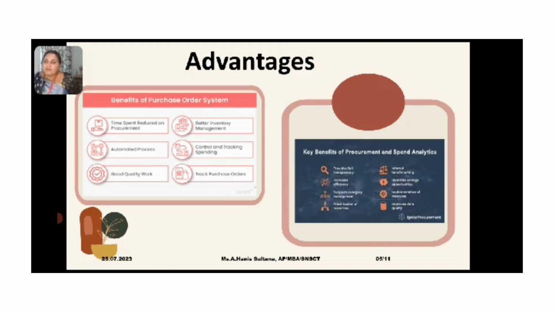We have taken, for example, automated process, tracking the purchase orders, and good quality work. So these are the advantages if you plan your purchasing, and what are the benefits. There is a small difference between the advantages in the sense, if you choose this type of thing, you will benefit, these are the advantages, this is the pre thing.